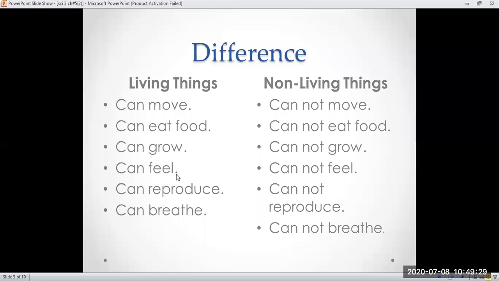Then living things feel, while on the contrary, non-living things cannot feel. Those students who turned on their mics, kindly unmute. Isha Yasser, kindly mute yourself. Thank you, Isha. Next, we have read living things can reproduce while non-living things cannot reproduce. Living things can breathe while non-living things cannot breathe.